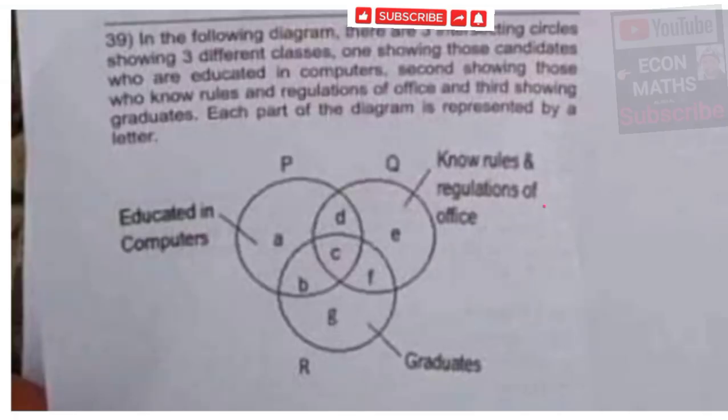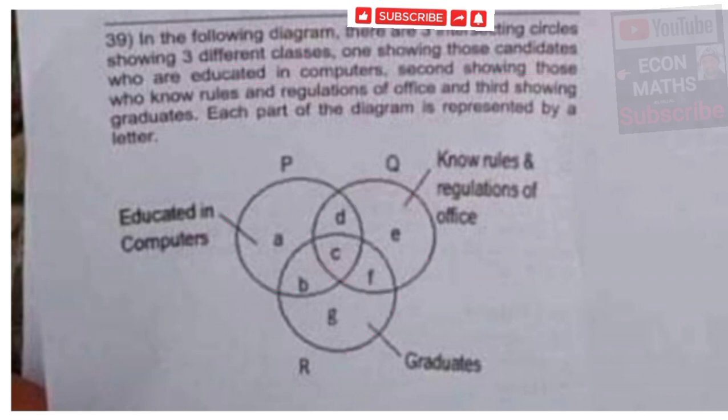Next question is, in the following diagram, there are three intersecting circles showing three different classes. One showing those candidates who are educated in computers, second showing those who know rules and regulations of the office, and third showing graduates. Each part of the diagram is represented by a letter. Here this circle shows the class of educated in computers. This circle shows the class of the persons who know rules and regulations of the office, and this last one shows us the graduates.